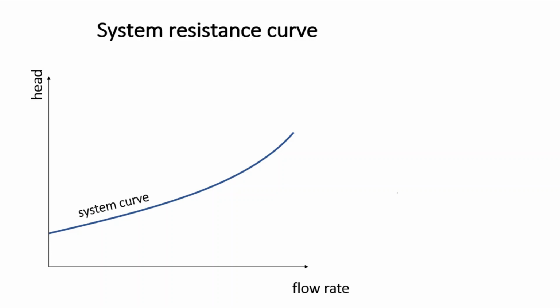And this curve is the combination of static and dynamic heads. So while the static head is about the elevation difference and operating pressure difference between initial and final points, the dynamic head is explained with friction loss, and it is a function of flow rate. So as can be seen, with increasing flow rate, the friction loss and hence the system head requirement also increases.